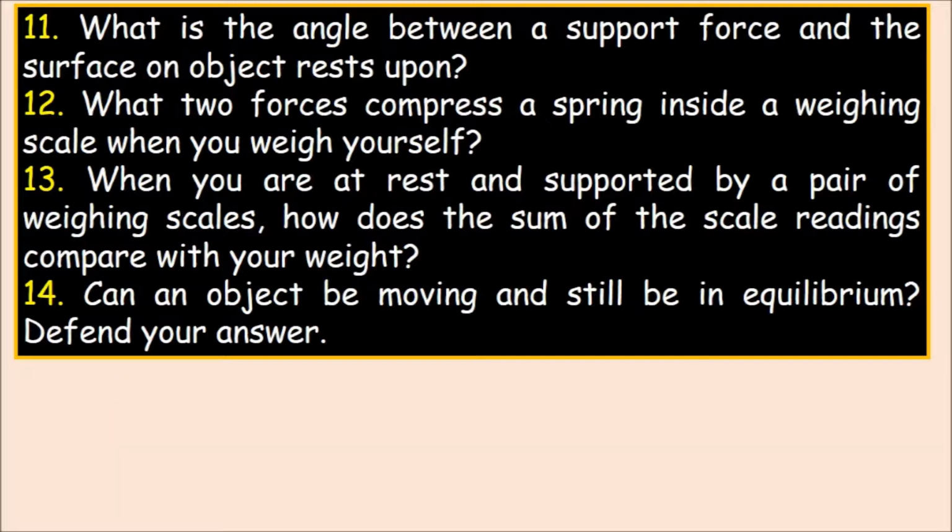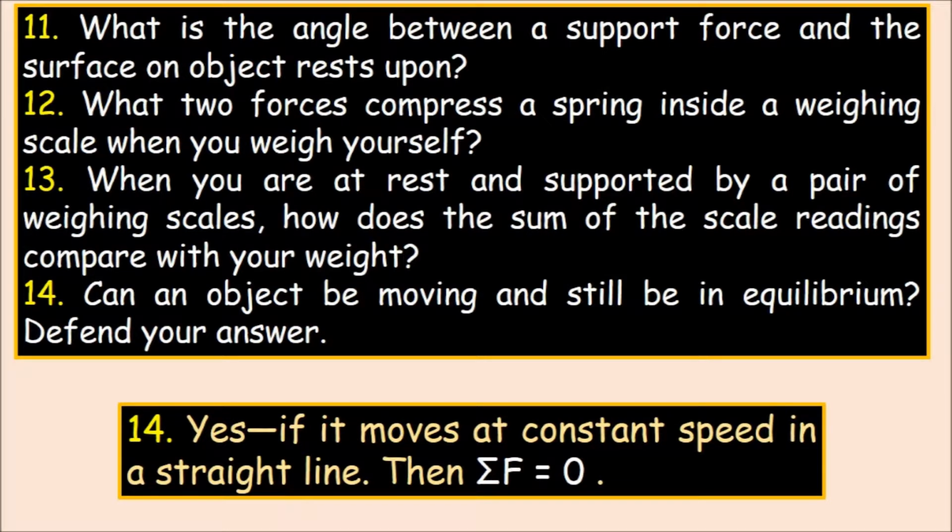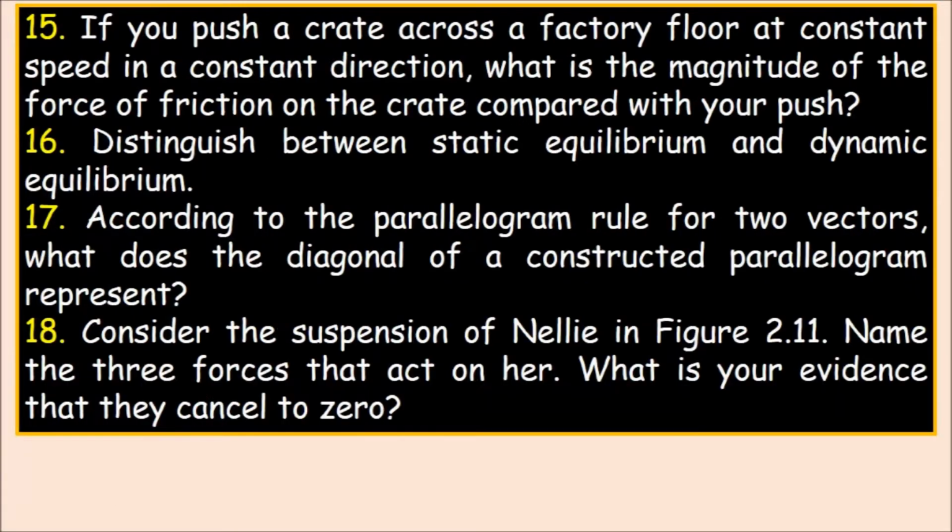Number 14, can an object be moving and still be in equilibrium? And the answer is absolutely. For instance, you're in outer space and you're moving. There's no force being applied to you. However, you're still moving. When you have no net force, you have constant velocity. When you have a net force, you have acceleration. So yes, if it moves at constant speed in a straight line, then the sum of the forces equals 0. If the net force is 0, then you have constant velocity.